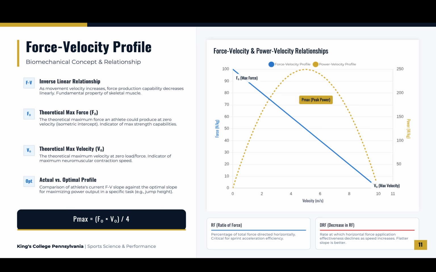Its formula for maximal power is maximal force times maximal velocity divided by 4. The ratio of force is the percentage of total force directed horizontally, and is critical for sprint acceleration efficiency. The decrease in ratio of force is the rate at which horizontal force application effectiveness declines as speed increases. A flatter slope is better.